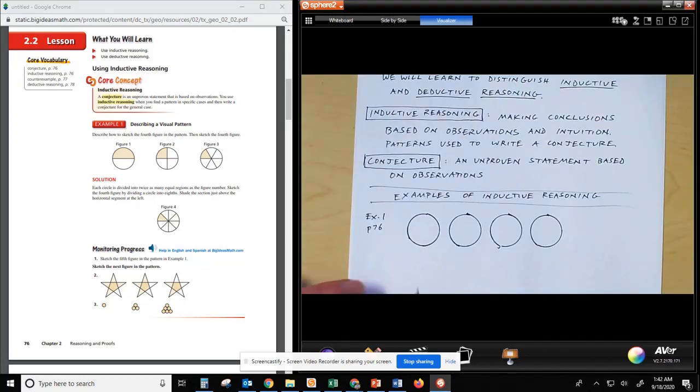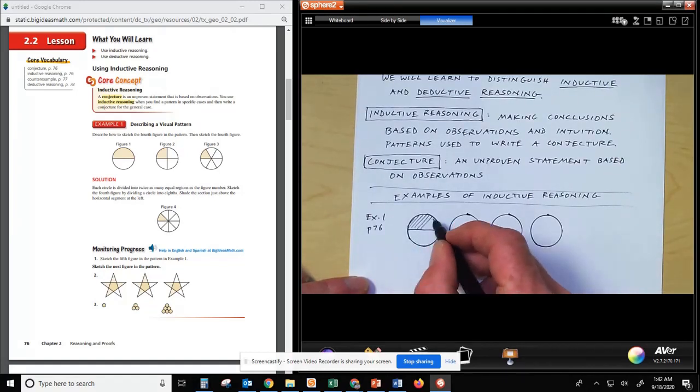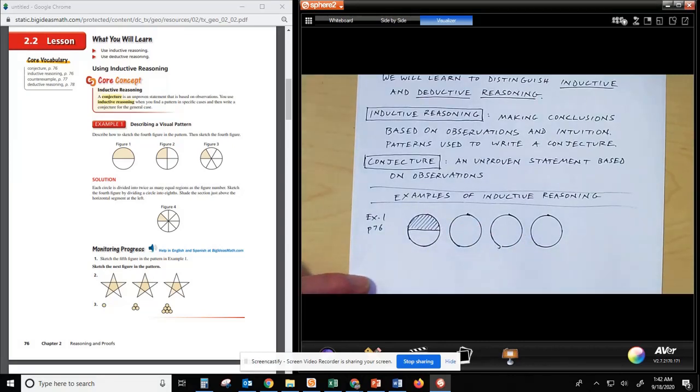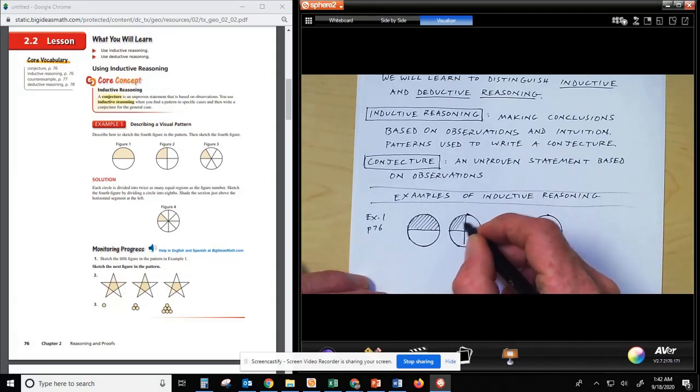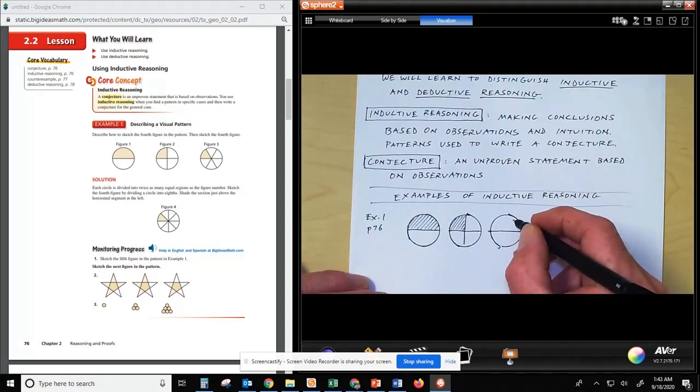The example looks like this in their figure one. So the circle is shaded in its top half. Describe how to sketch the fourth figure in the pattern and then sketch the fourth figure. Okay, so I'm going to go ahead and draw the first three that they have for me. And then this part is shaded. Oof, and then this one. Well, I'm seeing a pattern here. They all have a horizontal line. And this one, I have to then kind of draw an X.